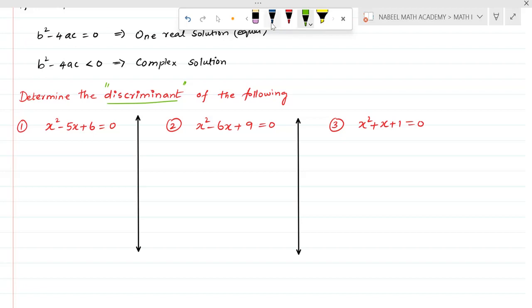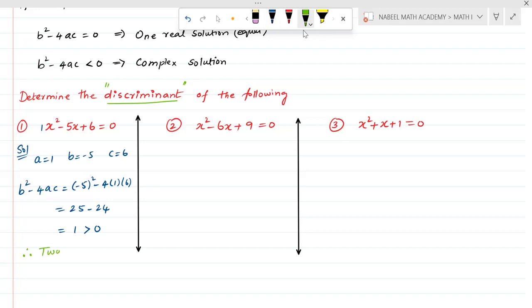For that, I have to take a, b, c from the question. So a value is what? a is 1, b is minus 5, c is 6. So I will test the discriminant b square minus 4ac. b square is minus 5 square, minus 4 times 1 into 6, which is equal to 25 minus 24, which is equal to 1, which is more than 0, positive.